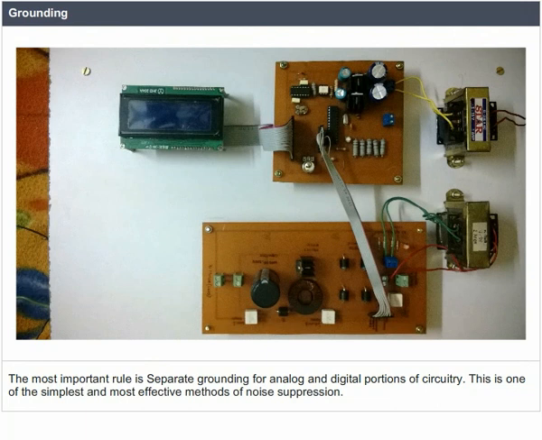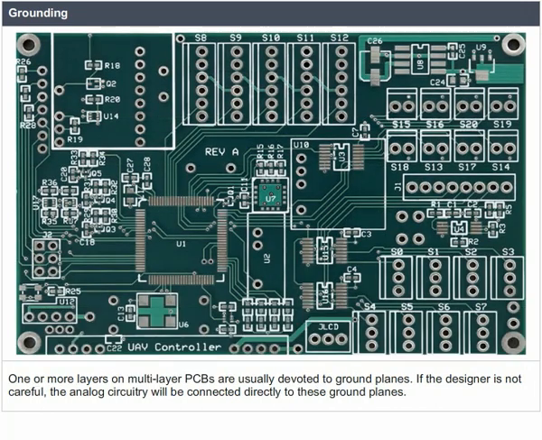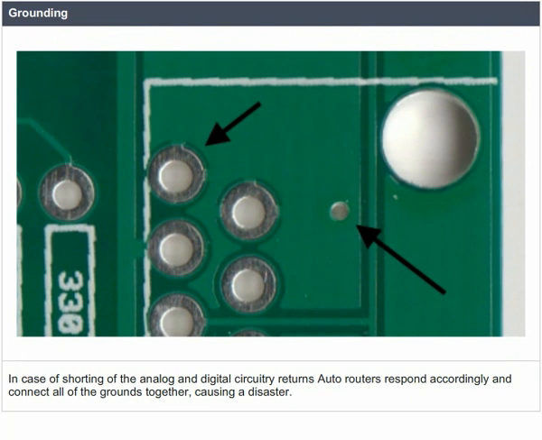One or more layers on multi-layer PCBs are usually devoted to ground planes. If the designer is not careful, the analog circuitry will be connected directly to these ground planes. In case of shorting of the analog and digital circuitry returns, auto routers respond accordingly and connect all of the grounds together, causing a disaster.